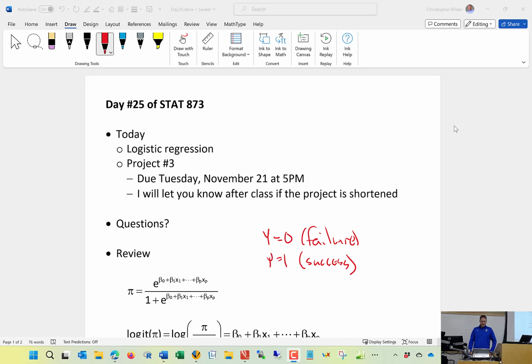Okay, let's get started. So today we will continue with logistic regression. Talk a little bit more about project number 3. And I will let you know, most likely right after class, if the project is shortened, depending upon how far we get here today. Are there any questions before we begin?